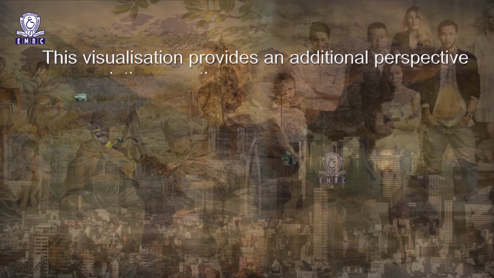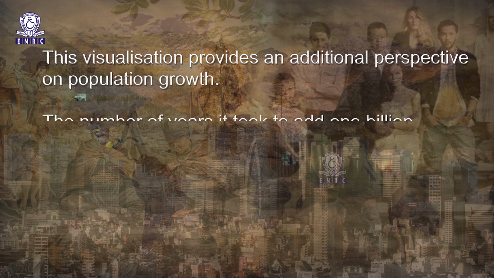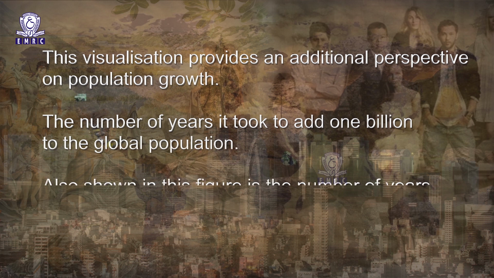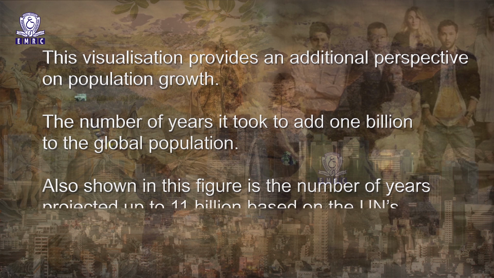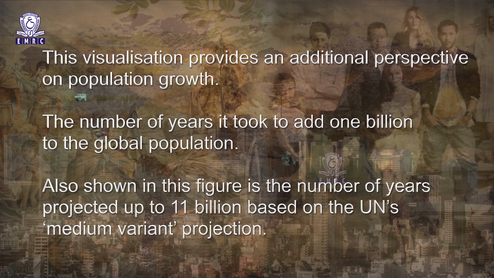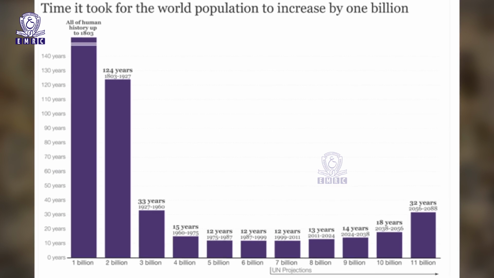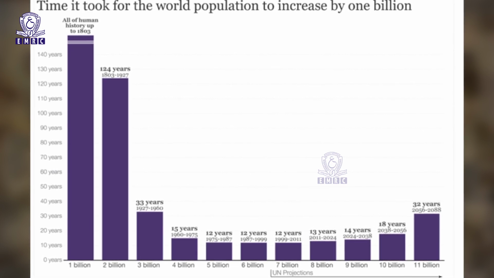How long did it take for the world population to increase by 1 billion? This visualization provides an additional perspective on population growth. It shows the number of years it took to add 1 billion to the global population. Also shown in this figure is the number of years projected up to 11 billion, based on the UN's medium variant projection. The graph shows how the population growth rate has changed dramatically through time.